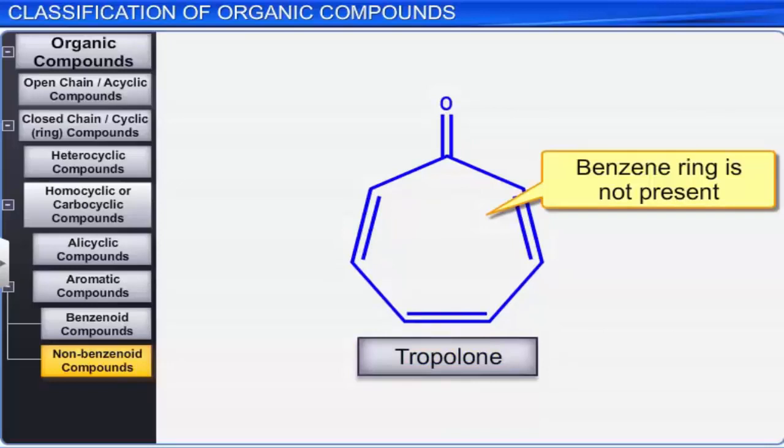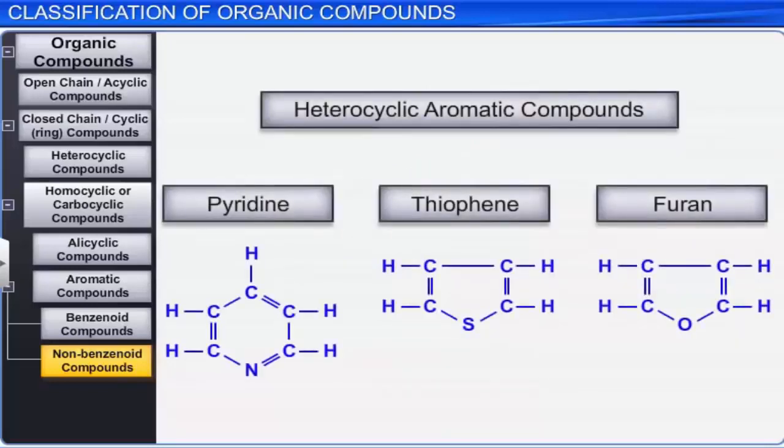There is another class of aromatic compounds called heterocyclic aromatic compounds. These compounds contain heteroatoms such as nitrogen or sulfur or oxygen in addition to carbon atoms in the ring and resemble benzene in their properties. For example, pyridine, thiophene and furan are heterocyclic compounds containing heteroatoms, nitrogen, sulfur and oxygen respectively.